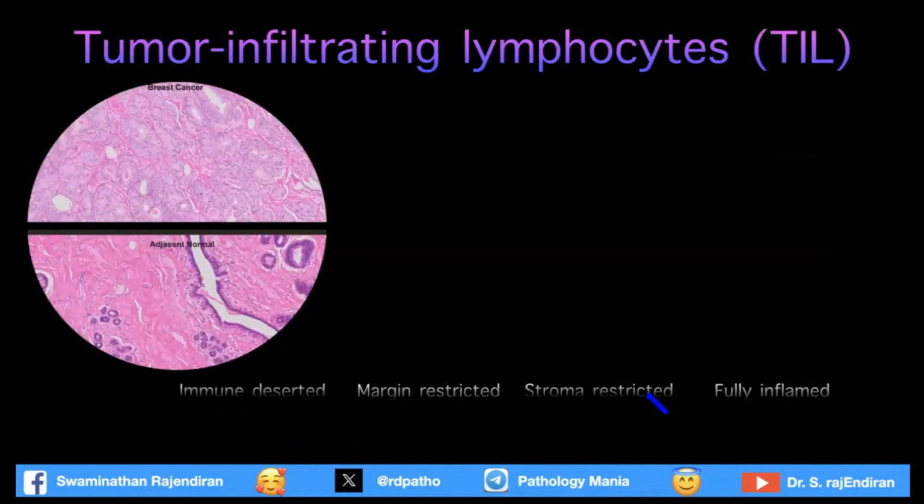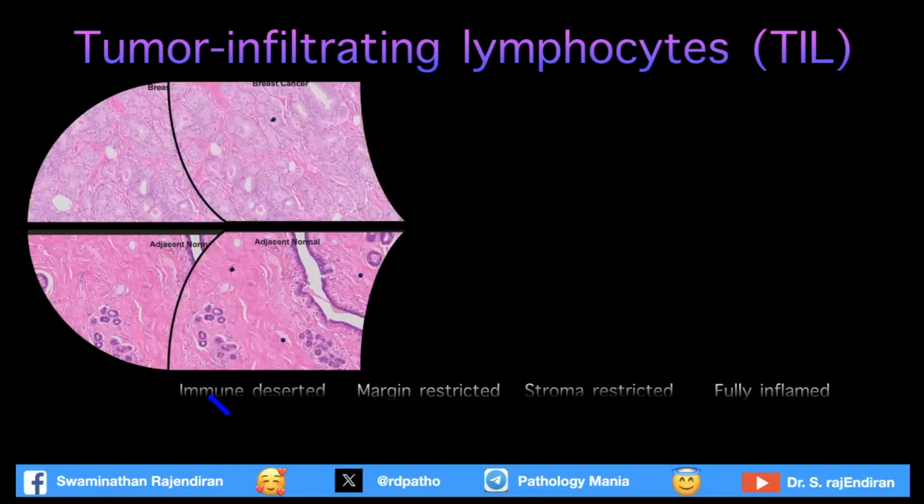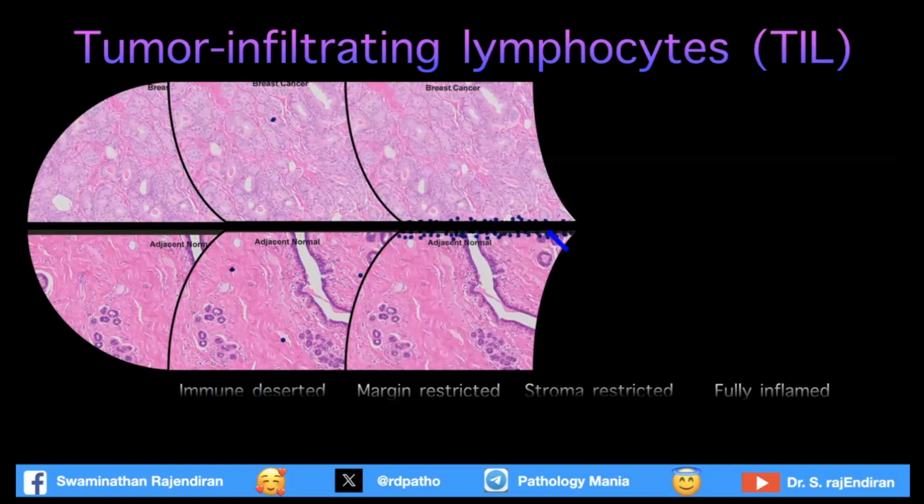And tumor infiltrating lymphocytes are getting more and more importance, because the immune tumor microenvironment is very important in determining prognosis. And there are 4 patterns: immune deserted, margin restricted, stroma restricted, and fully inflamed. For example, here it is breast carcinoma and adjacent normal. In immune deserted, you don't see the lymphocytes; there are only very few lymphocytes. Whereas in margin restricted, you see a number of lymphocytes in the margins, nothing in the stroma, in the primary tumor, or in the benign background.